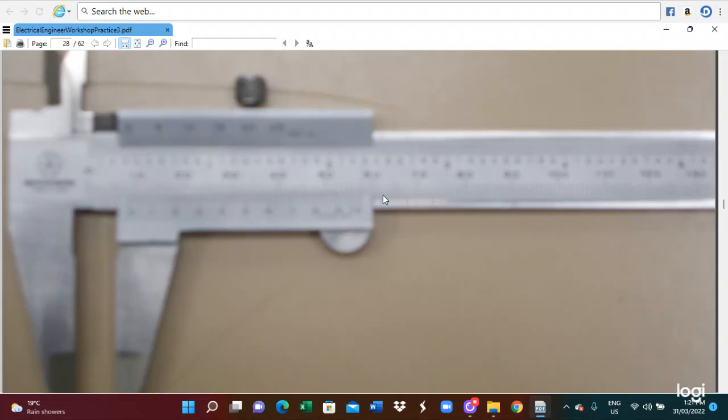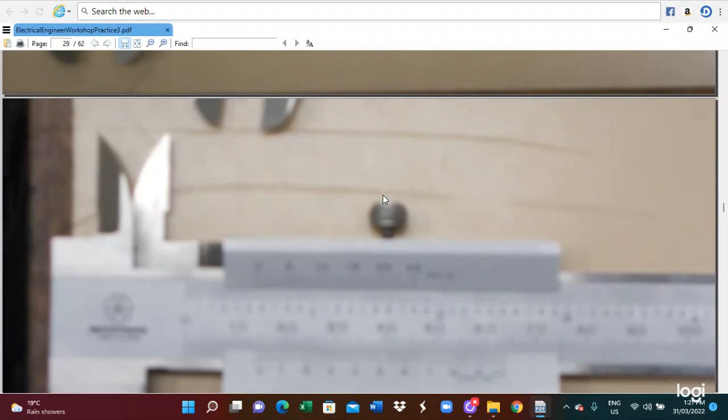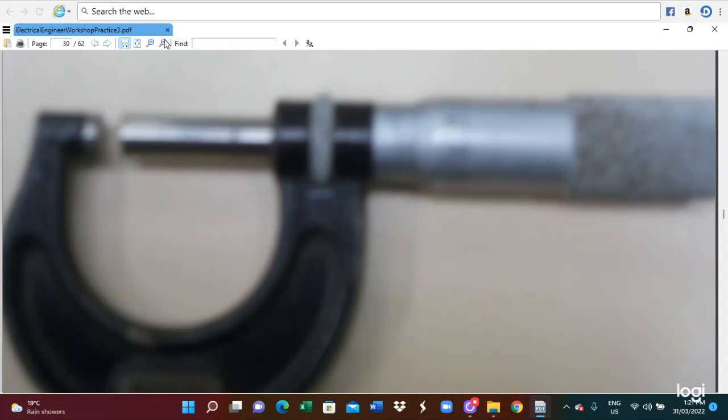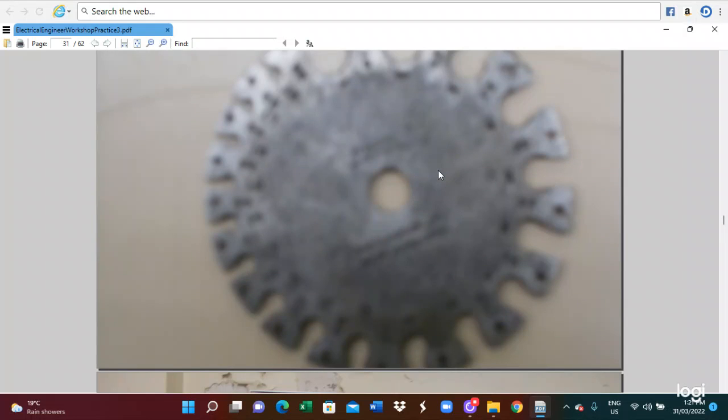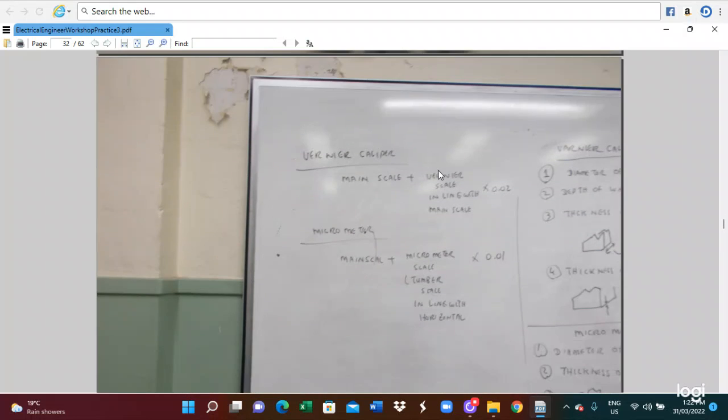So this is the vernier caliper. This is the vernier caliper to do the basic measurement. This is the micrometer, to do low tolerance measurement. Here is a wire gauge to measure the gauge of the wire.